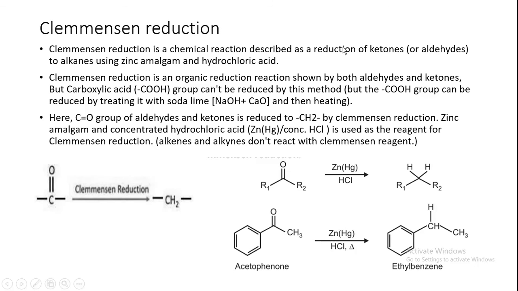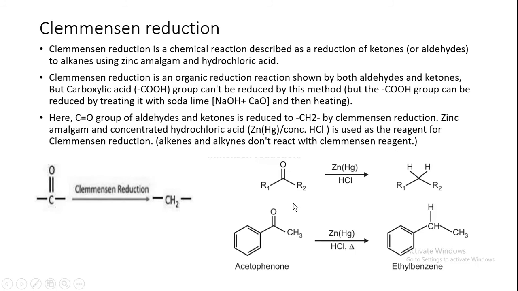Here the C double bond O group of aldehyde and ketone is reduced to CH2, known as the methylene group, by Clemmensen reduction. Zinc amalgam, Zn-Hg, and concentrated HCl are used as the reagent for the Clemmensen reaction. Alkenes and alkynes don't react with Clemmensen reagent. So this is one note: alkenes and alkynes never react with Clemmensen reagent.